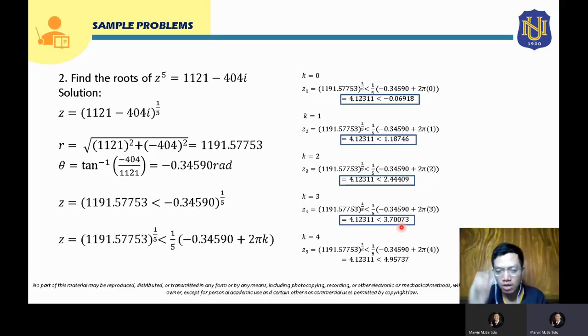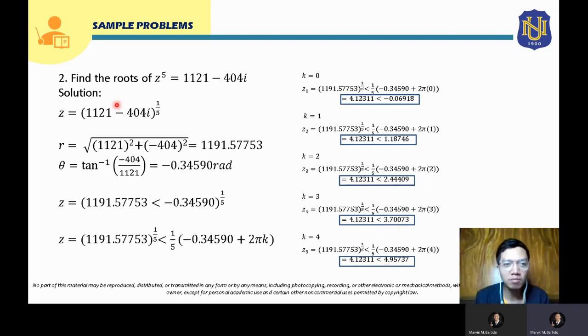Now, for the last root, it will be the same, 4.12311, with the angle of, so change your k to 4. So that will be 4.95737. So that will be the last root.